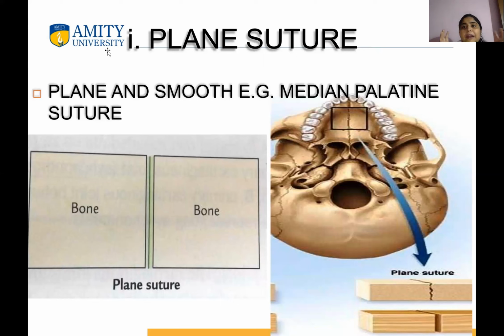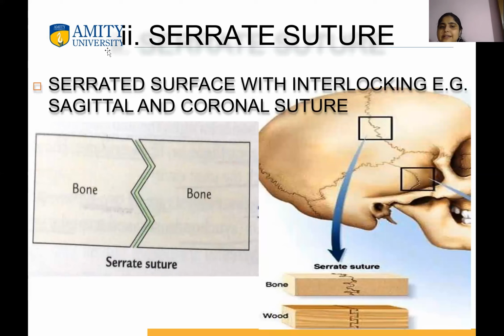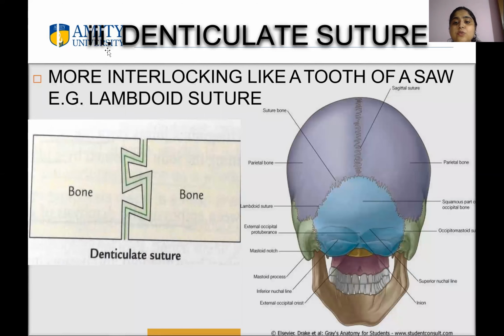Now talking about the plain suture, which is a type of sutural joint. These are plain and smooth. Example, the median palatine suture as depicted in the picture. Serrated sutures have a serrated surface with interlocking. Examples are the sagittal and the coronal suture. Denticulate sutures have more interlocking, like the teeth of a saw, like the lambdoid suture.